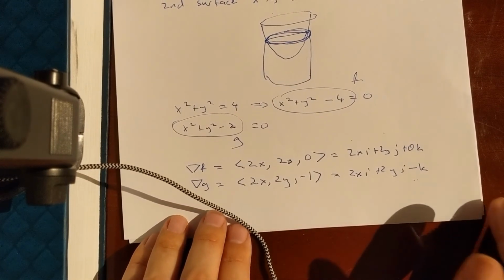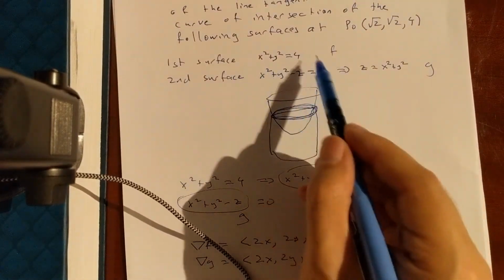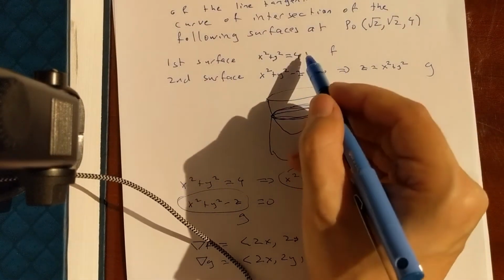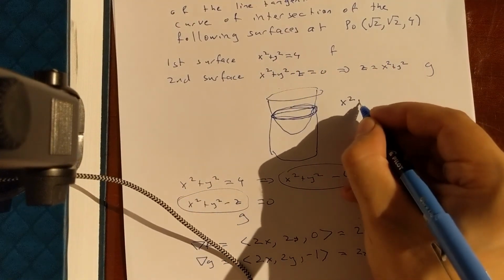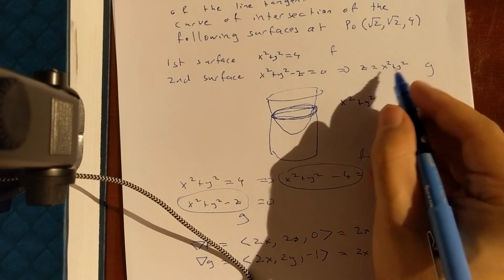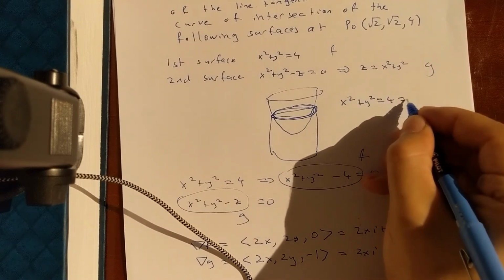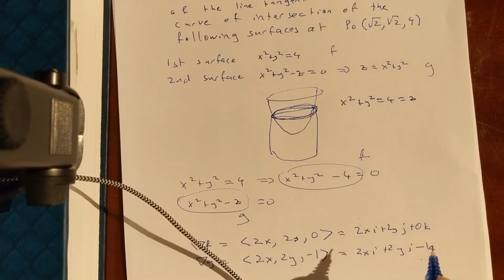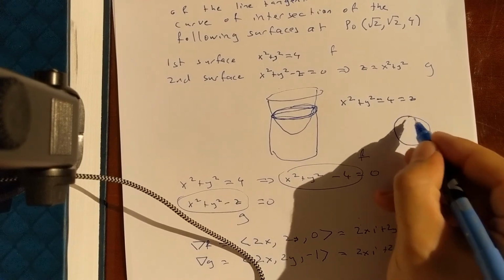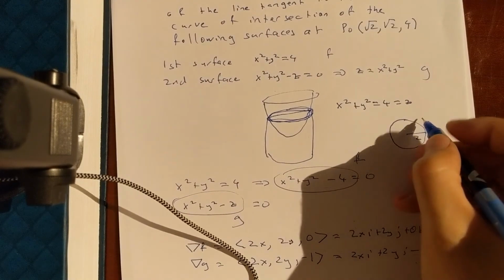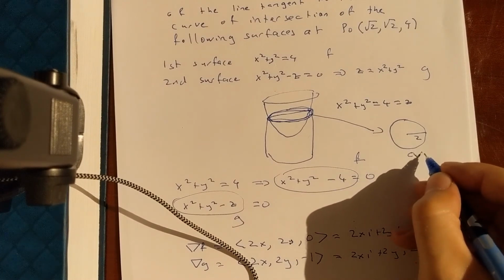Now, when we set these equal, the curve of intersection needs x squared plus y squared to equal 4, and at the same time to equal z. So what is this? This is just a circle. The curve is just a circle with radius 2. So, the curve of intersection. This guy, I drew it sideways. The curve of intersection.